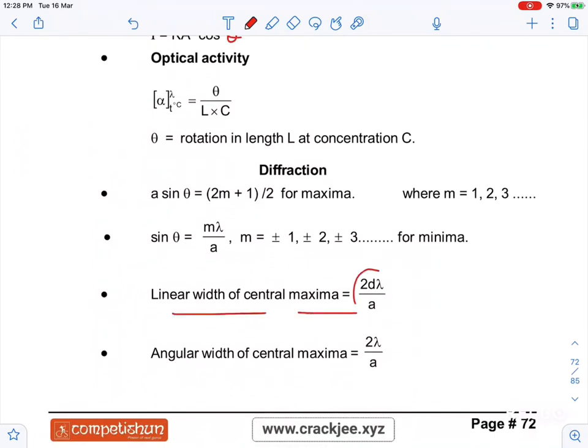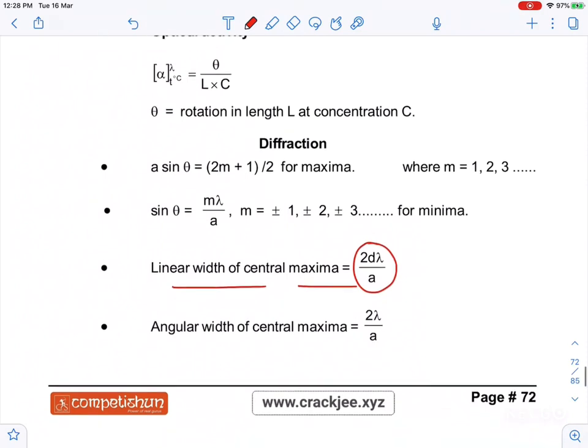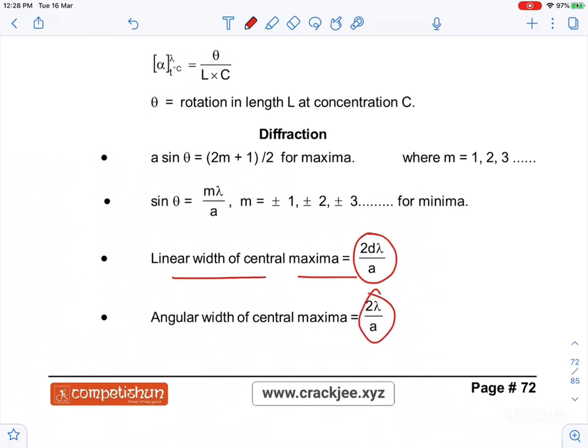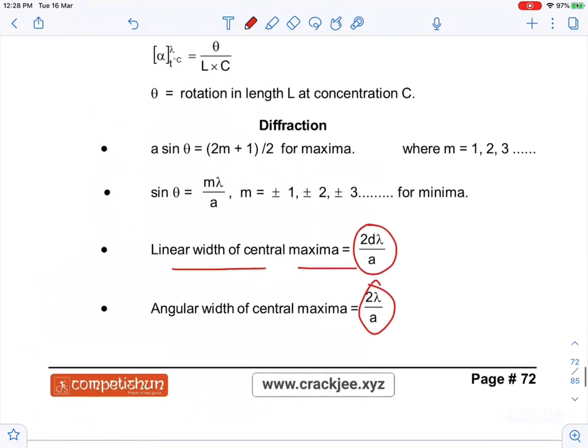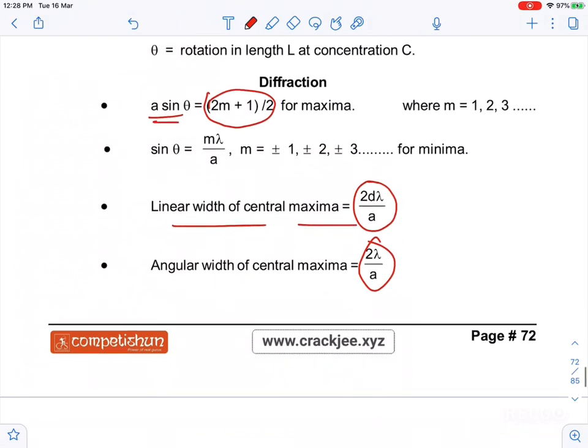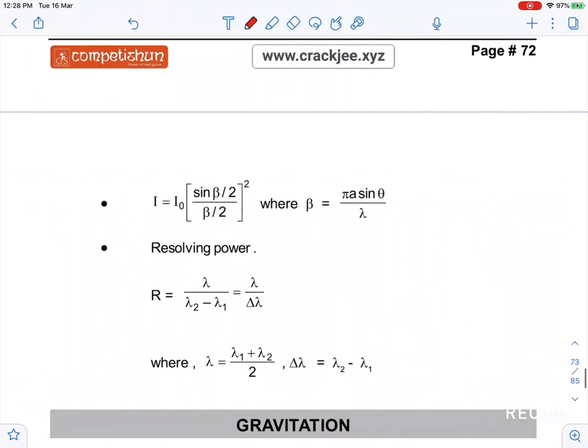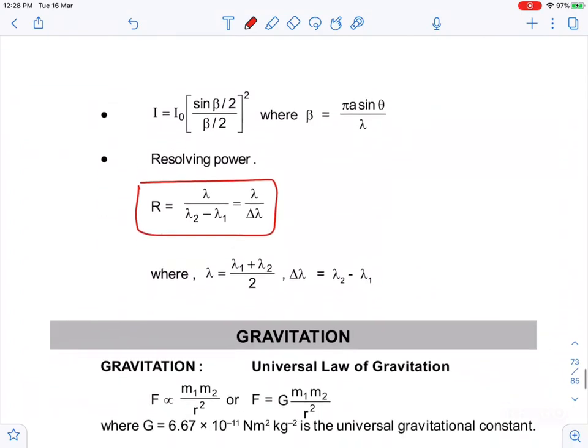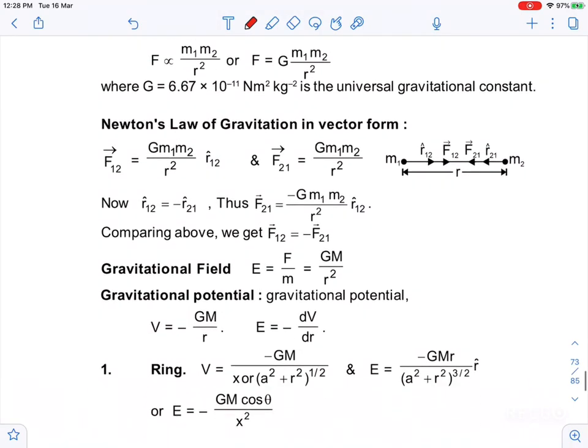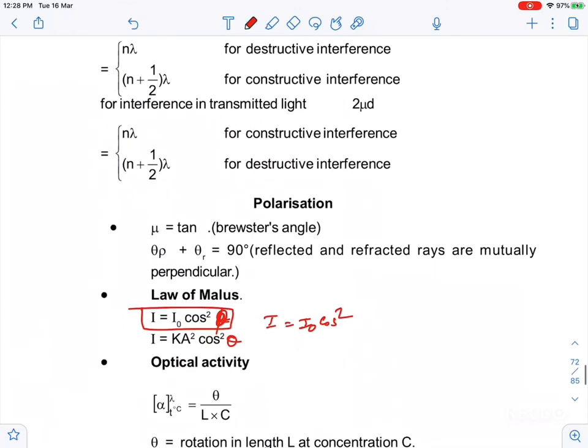Okay, guys. So for diffraction, you can remember the linear width of central maxima is 2 small d lambda by a, and the angular separation or angular width is 2 lambda by a. Okay, for diffraction, the condition you should write is just opposite of that of Young's double slit experiment. For maxima you will write (2m plus 1) lambda by 2 is a sine theta, and for minima you can write this as m lambda. Resolving power is like that: lambda upon lambda 2 minus lambda 1.